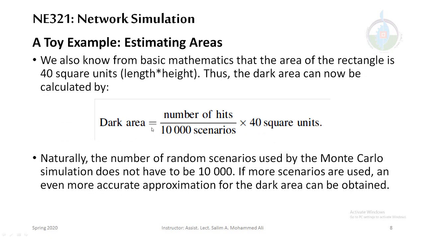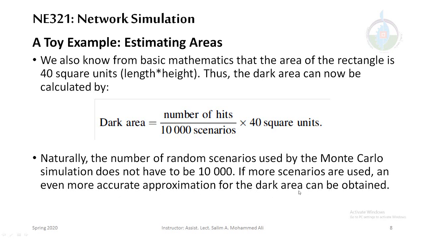So we can easily find the approximate area by just multiplying the ratio of the dark area by the total 40 square units. Naturally, the number of random scenarios used in a mathematical simulation does not have to be 10,000. If more scenarios are used, an even more accurate approximation for the dark area can be obtained.